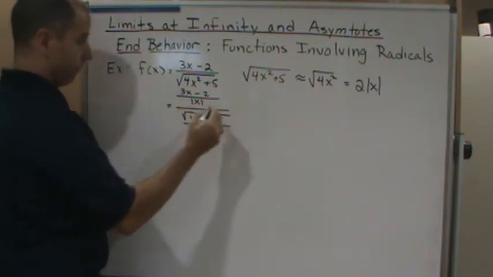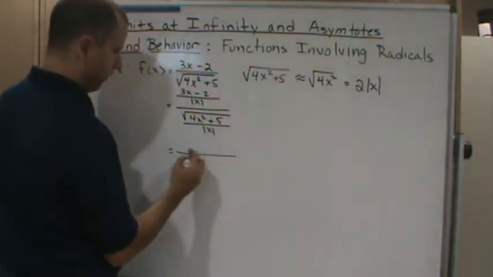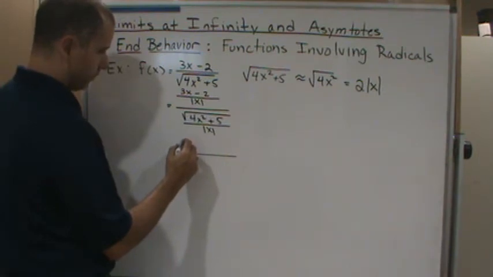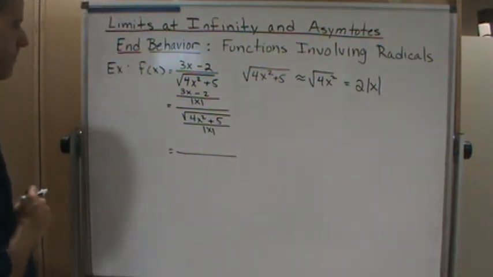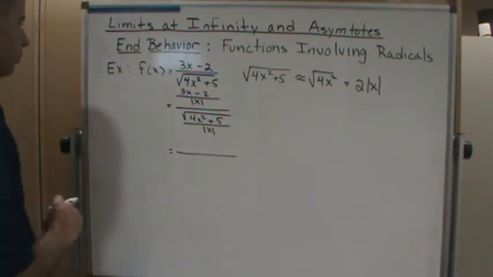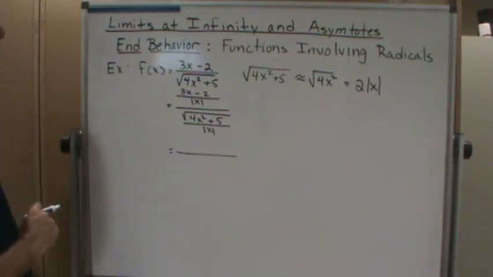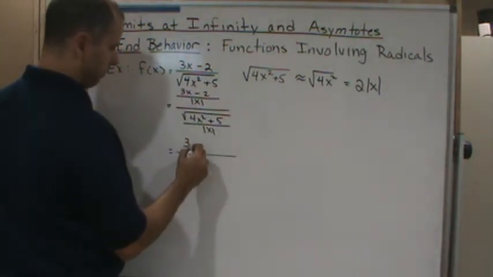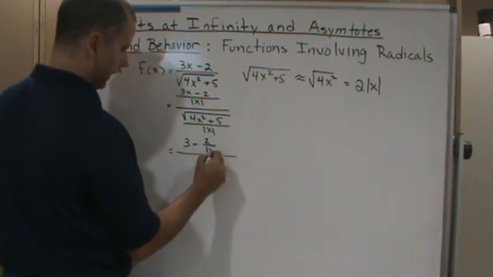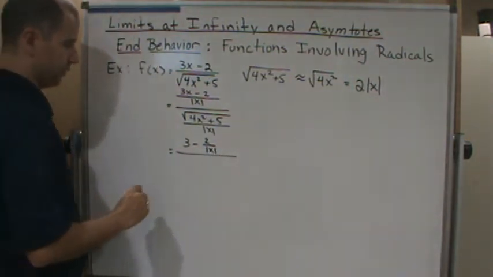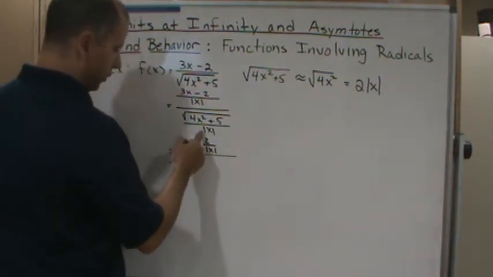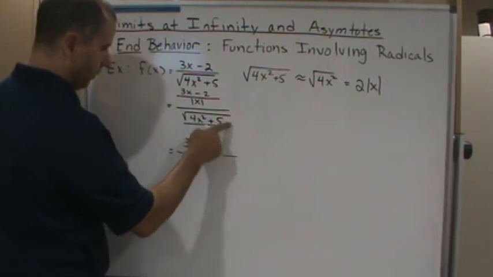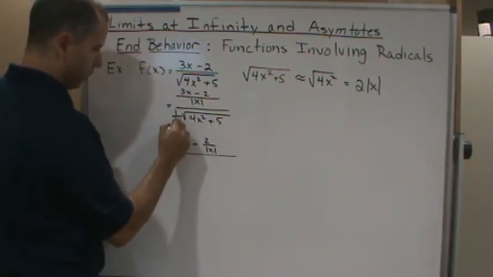Well, this is going to become, well, actually, it doesn't matter. So this is going to become 3 minus 2 divided by the absolute value of x. So that'll be what the numerator turns into. The denominator, now what I'm going to do is, you can pull this out and write this as multiplying by 1 over the absolute value of x.